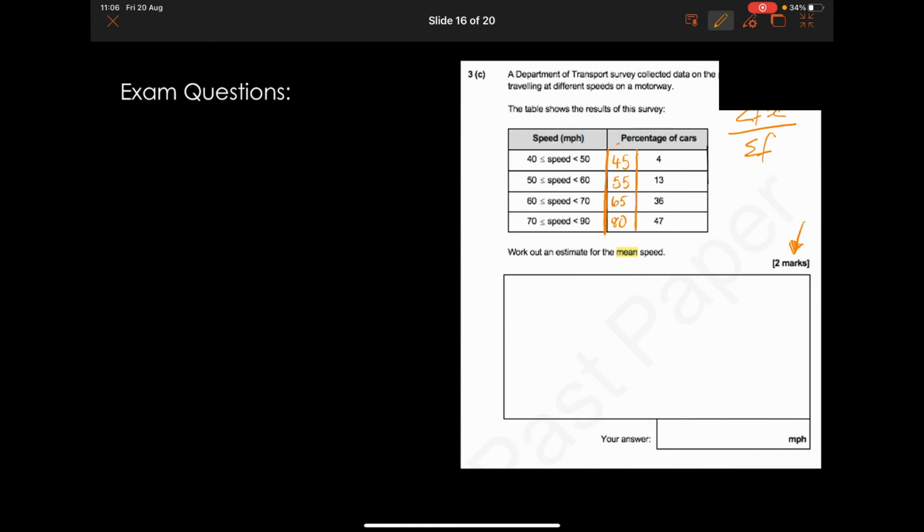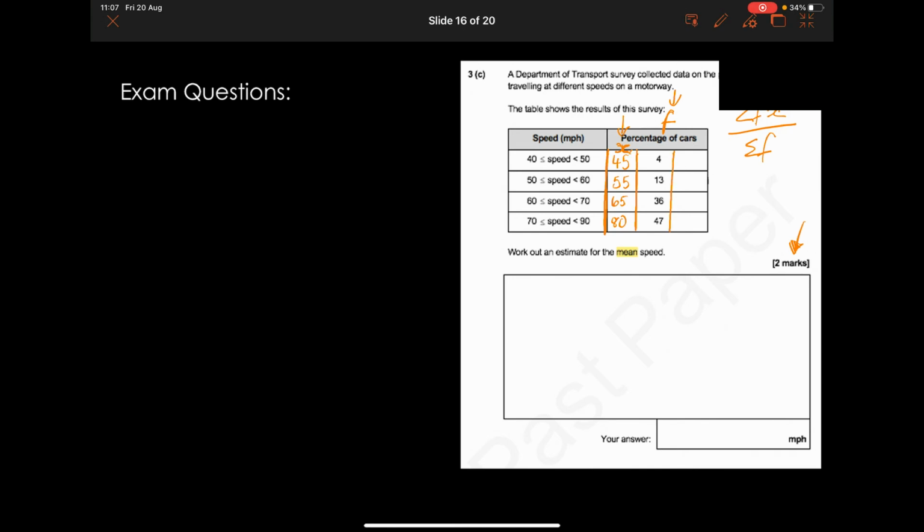Remember, our x is... Now, I know this looks funny because we haven't got an f, but our f is always this column here. The percentage of cars, the frequency, the number of cars, okay? How many times it occurs? 4% of the time, okay? So remember, because it's not got an f column, it doesn't say frequency, you need to remember that your midpoint is always your x and the other column is always your f, okay?